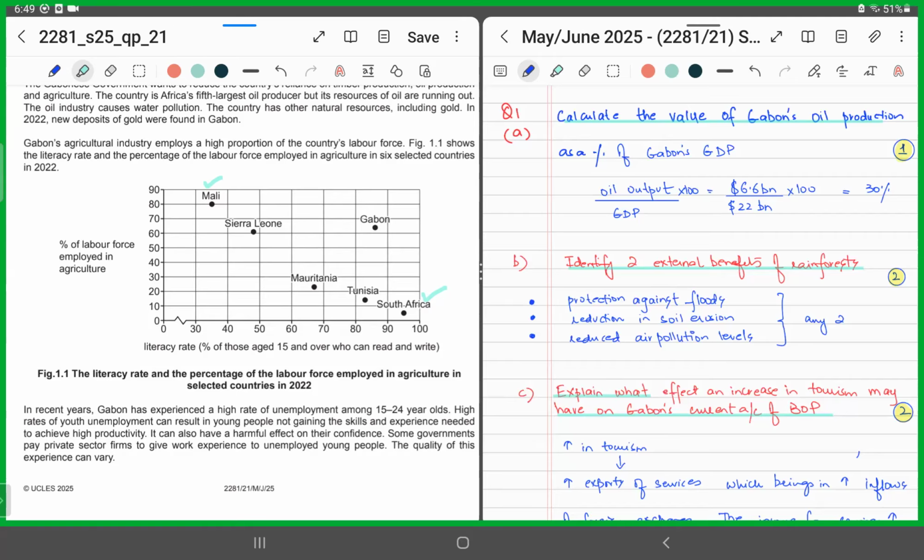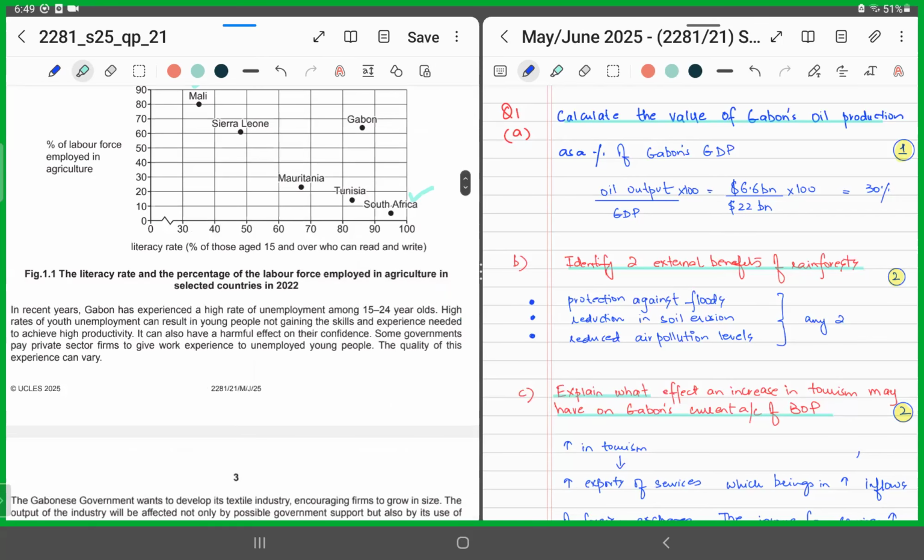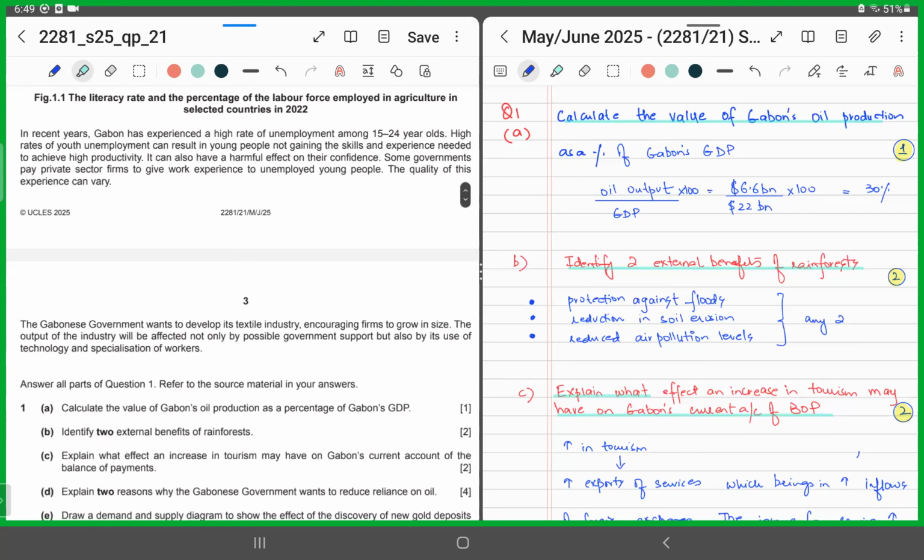The quality of the experience can vary, and what jobs do they get or how much support are they being provided depends. The Gabonese government wants to develop the textile industry, encouraging firms to grow inside. Now it wants to expand its clothing manufacturing in the industry, right? The output of the industry will be affected not only by the possible government support, but also by the use of technology and specialization of workers. So it not only depends on how much support the government is providing to this textile industry manufacturers, however, it also depends on the amount of technology being utilized and how specialized and trained the workers would be. So that's also a concern.